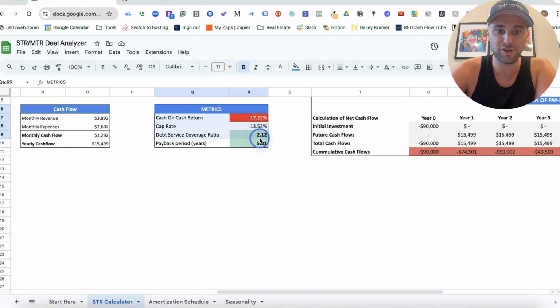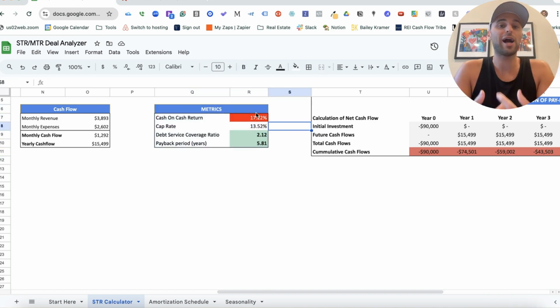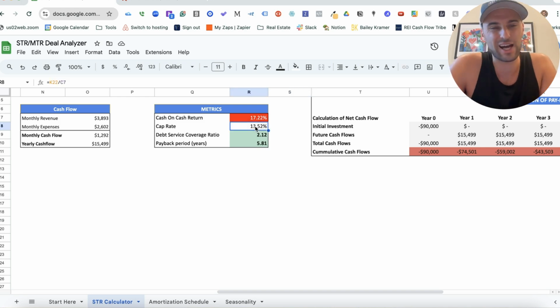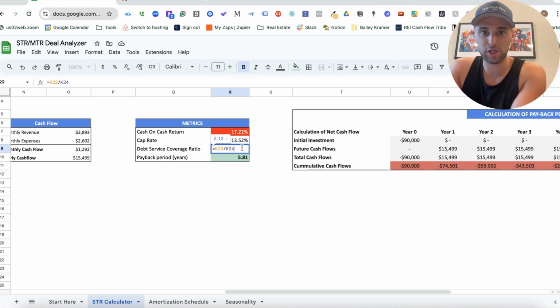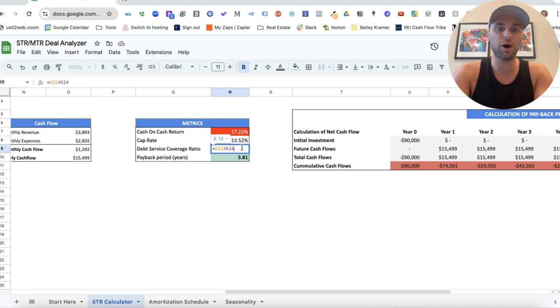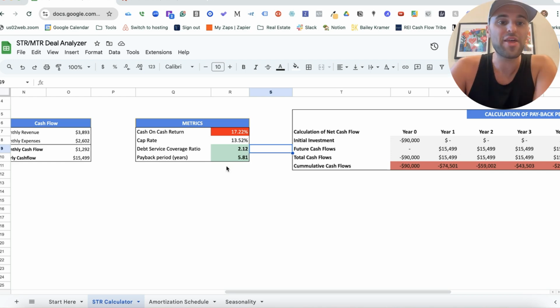Second of all, we have our metrics tab right here. So cash on cash return, this is a huge metric that I look at to know how fast it's going to take for me to get my initial capital I invested into this project. Cap rate is honestly not something I really look at, so we're going to ignore that one. Debt service coverage ratio, this is something that the lenders are going to be looking at. And you essentially just take the amount of rent that you're going to be receiving divided by the debt service of that property, and you want it to be above 1. So anything above 1, great. The higher, the better. And then payback period.